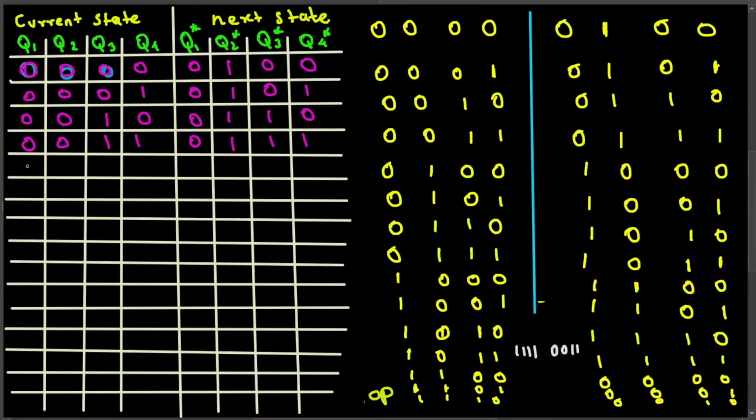And we have 0 1 0 0, 1 0 0 0, 0 1 0 1. Then we have 1 0 0 1. And after that 0 1 1 0. And that is 1 0 1 0 here. And 0 1 1 1, that is 1 0 1 1.